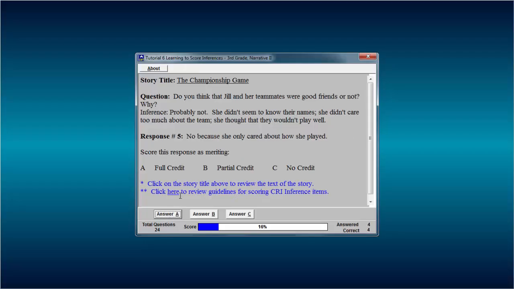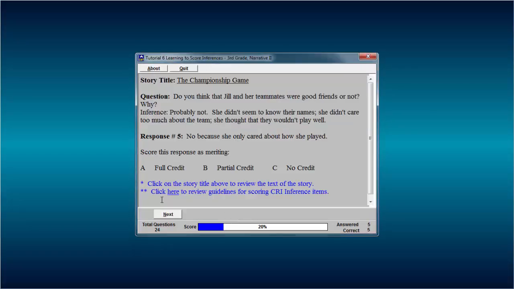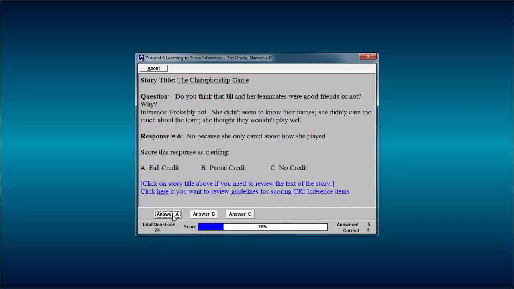Now we move to number 5. "No, because she only cared about how she played." Wow, this is a student who understands Jill as a character. And that is full credit, and we click A, and we're told we are right. Now this is the cute thing about a computer program. Sometimes it goofs. We repeat this. "No, she only cared about how she played," so we got it correct, and now we're going to move on to 7.